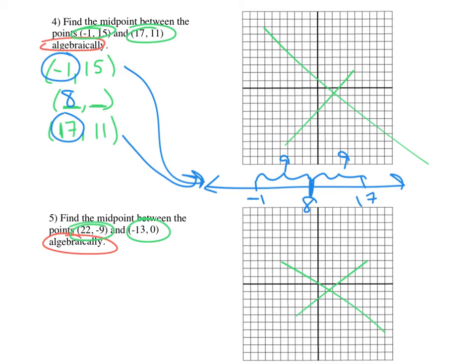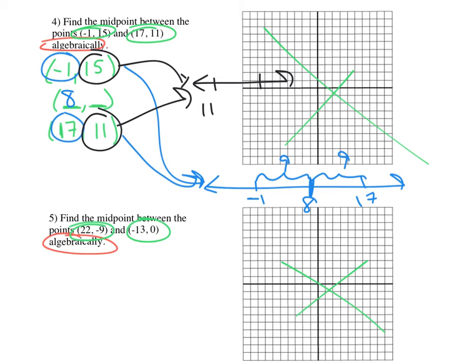Now if I take a look at my y values, let's do that in a different color here. Let's go with black. If I take a look halfway between 15 and 11, let me draw my little number line. Here's 11. Here's 15. And I want to know what's halfway in between. Well, from 11 to 15, that's a total distance of 4. So if you cut that in half, you'll have 2 and 2. And 11 plus 2 is 13. So halfway between is 13. So there you guys have it. Just by looking at a number line, I was able to figure out the midpoint is (8, 13).